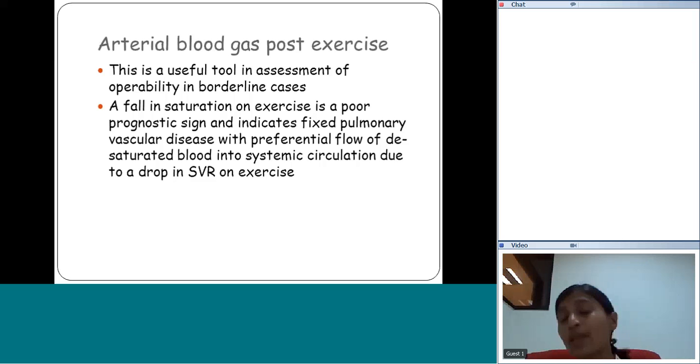So I think this would be a good screening tool to decide if, say, the ABG did not show any fall and the other signs were more favorable, maybe you can take this patient for surgery without a cath. But if the ABG was unfavorable, then probably the PVR is high and you need to look at that in the lab.